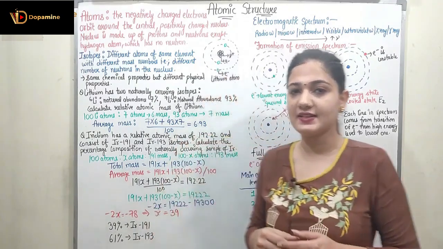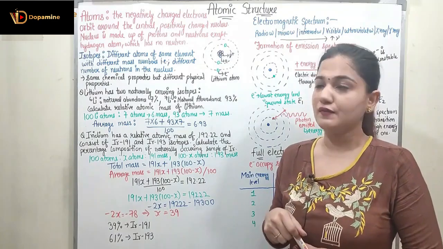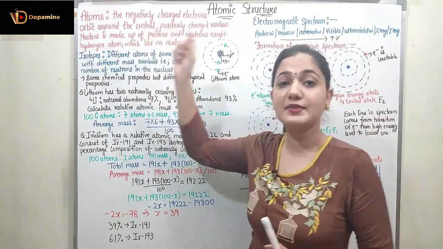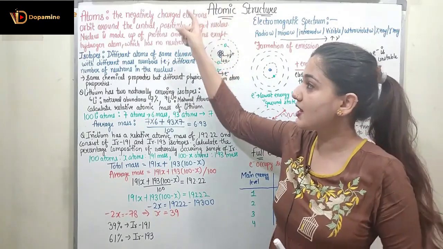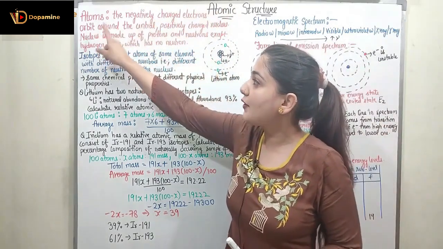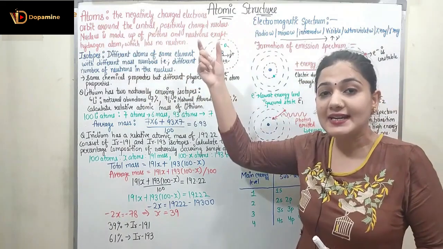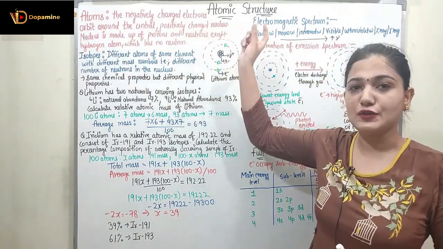So let's start our discussion with the definition of the atoms. What are the atoms? Atoms are made of negatively charged electrons. We know electrons are the negatively charged particles which are orbiting around the central positively charged nucleus.